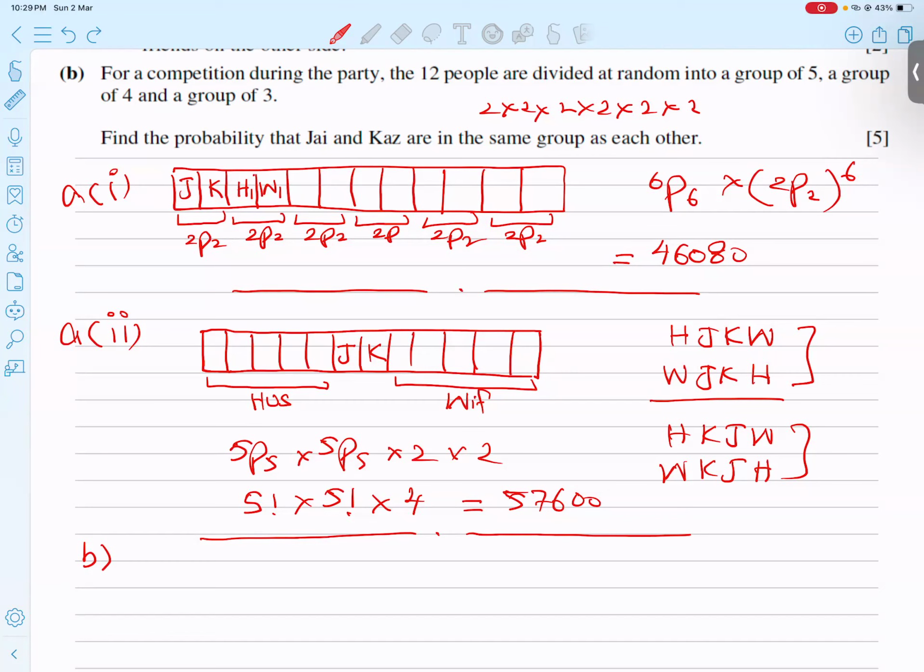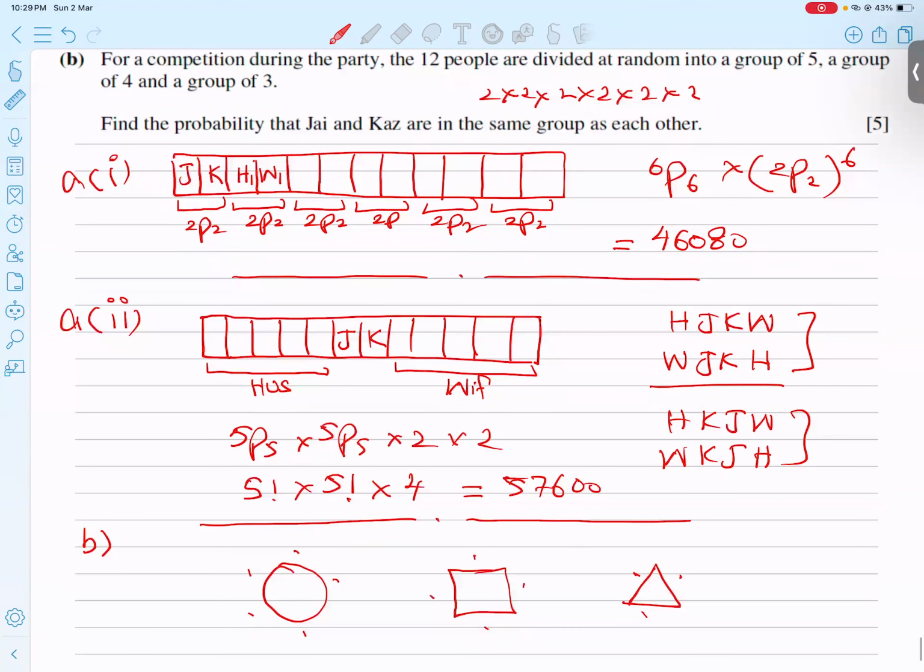So this is a table. 5 people can sit around it: 1, 2, 3, 4, 5. This is a table. 4 people can sit around it: 1, 2, 3, 4. And this is a table. 3 people can sit around it here.